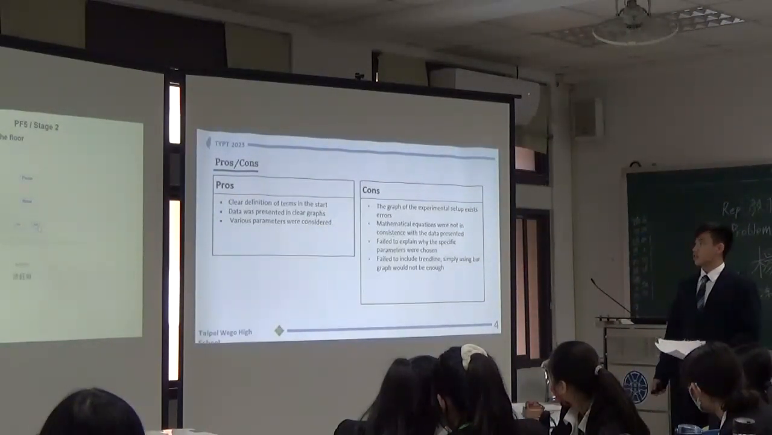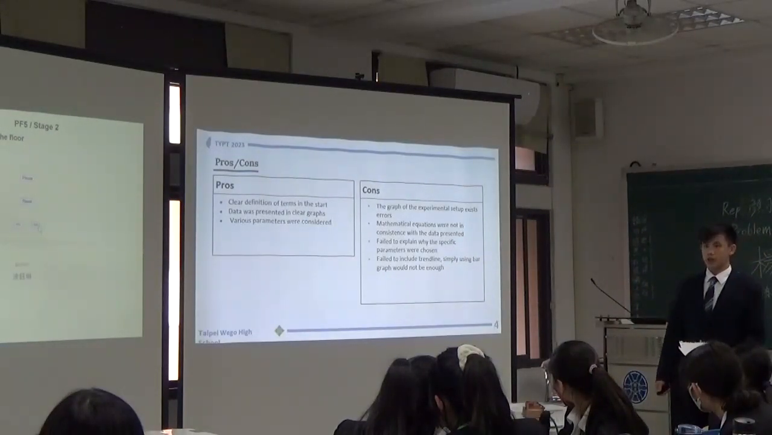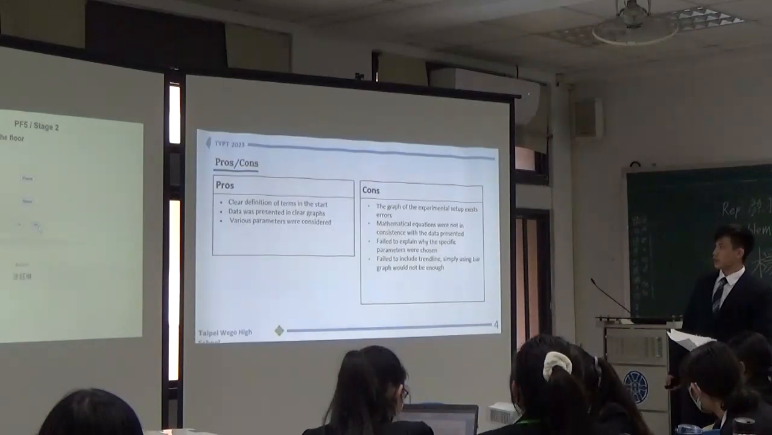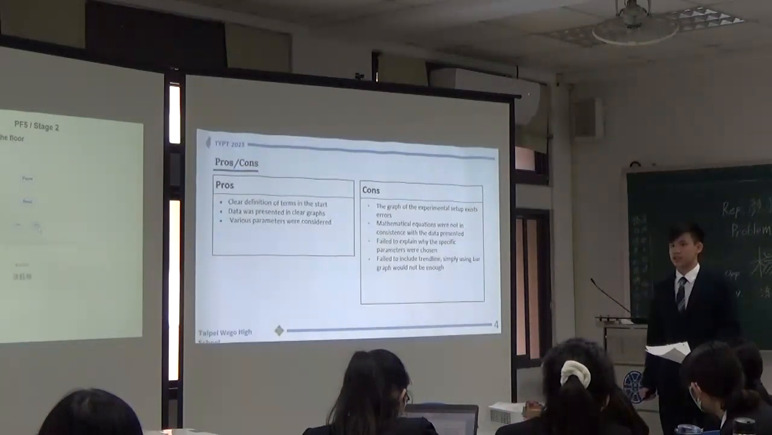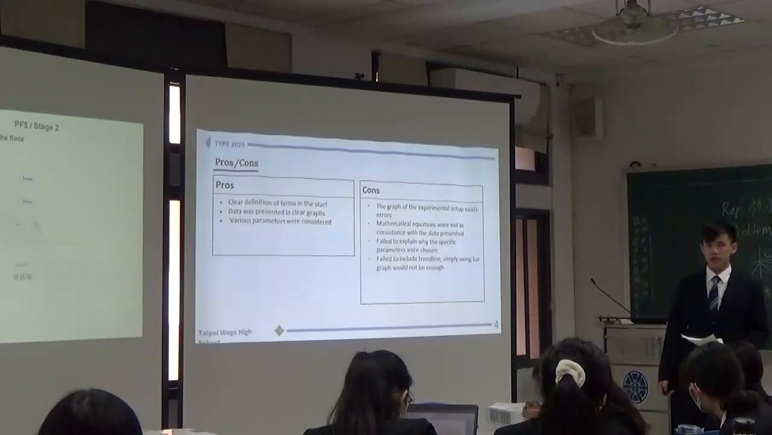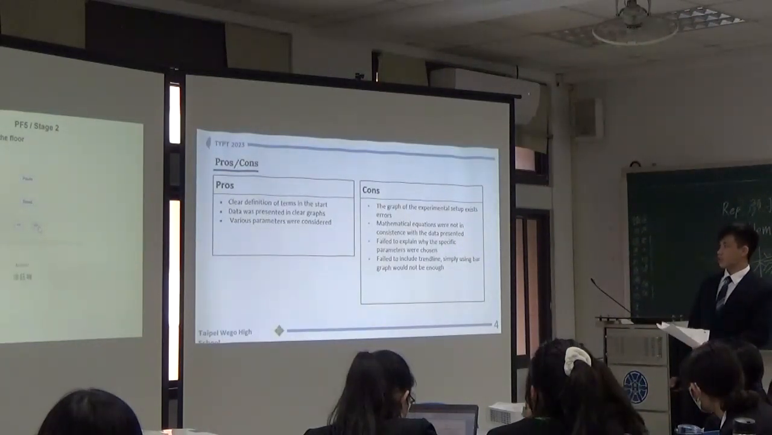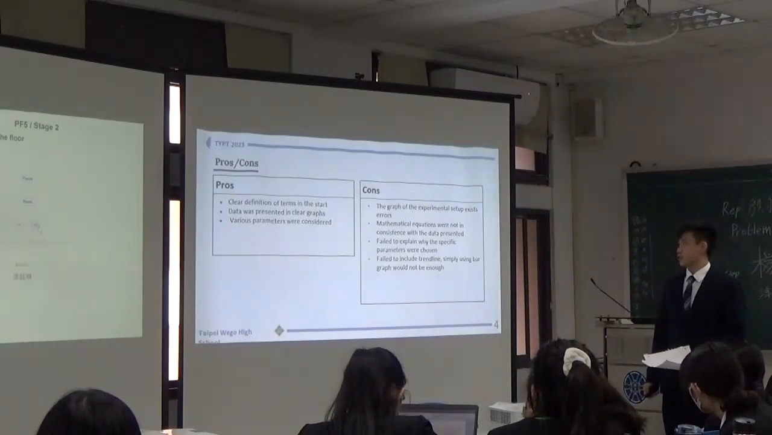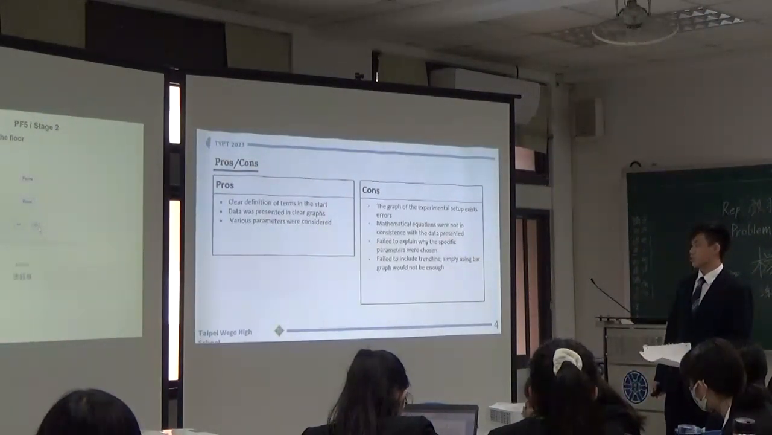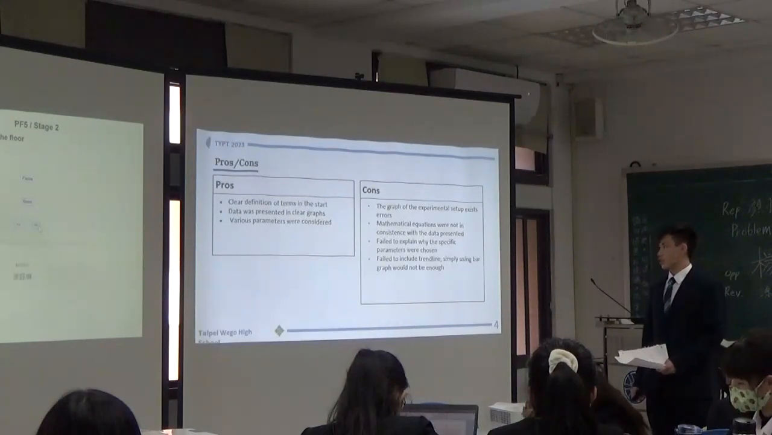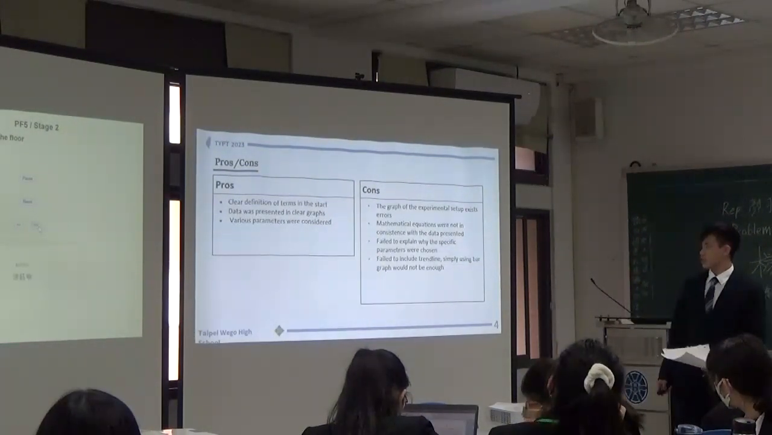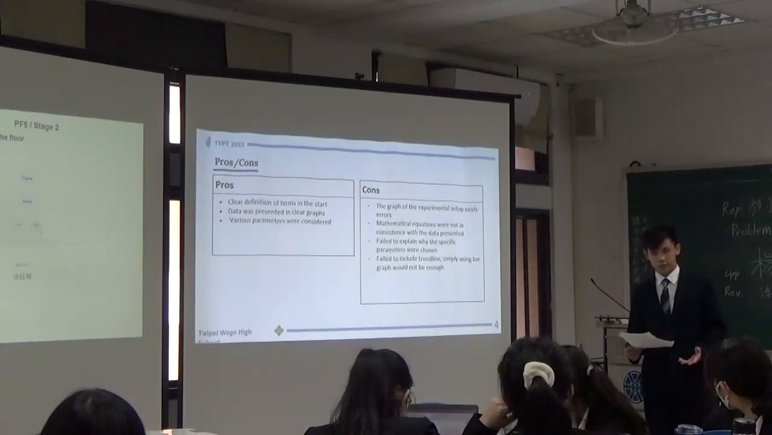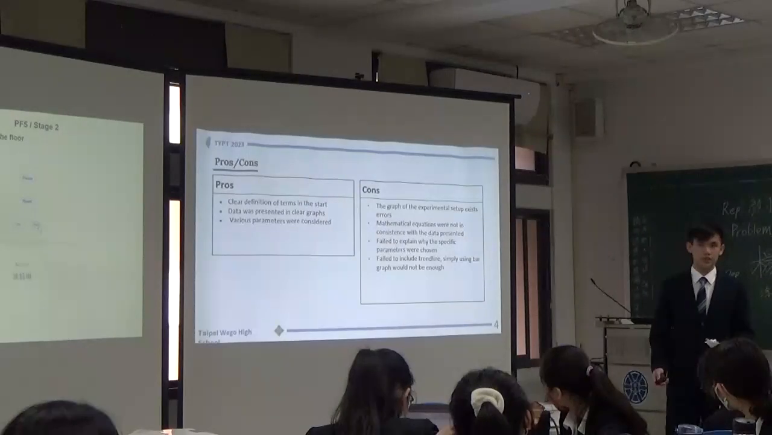And the cons. The graph of the experimental setup exists everywhere, which is kind of different from their experiment. And the mathematical equations they mentioned in their theory were not really reflected in the data they presented. And they kind of failed to explain why the specific parameters were chosen. And they failed to include trend lines. They simply used bar graphs, so we cannot see how the trend goes.